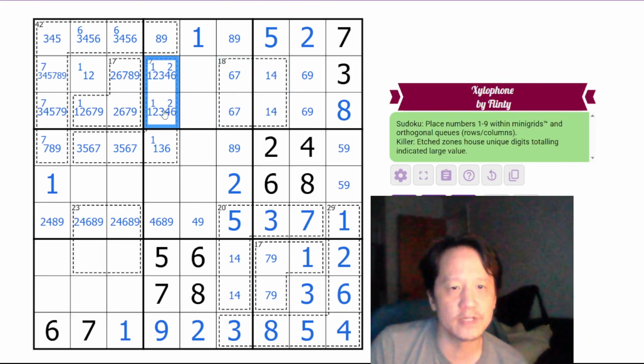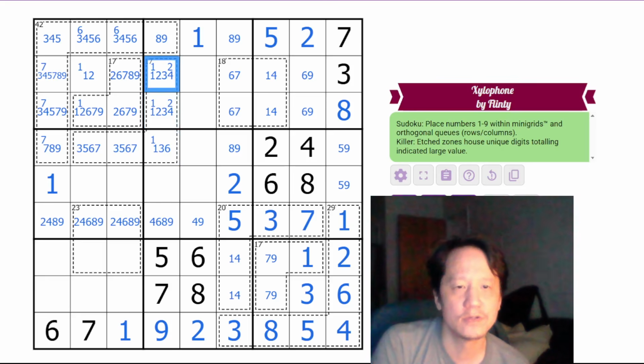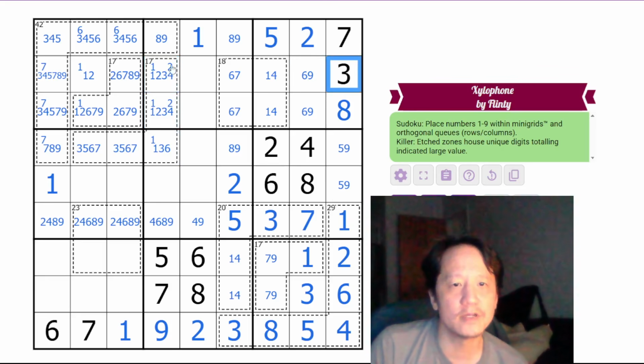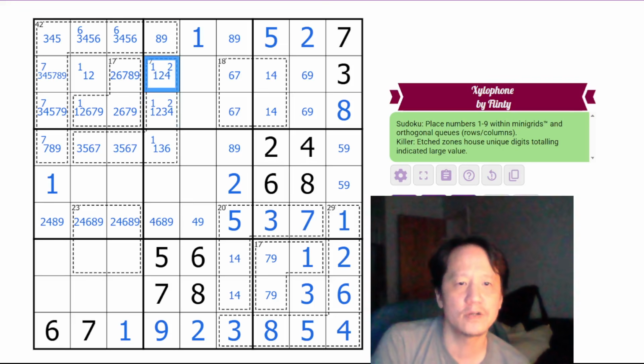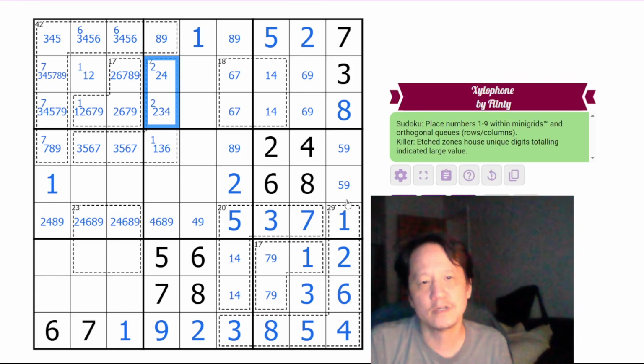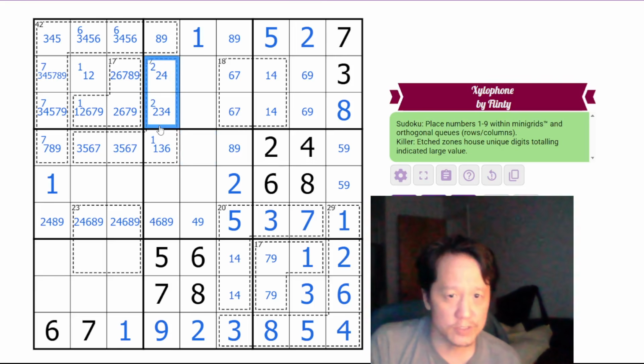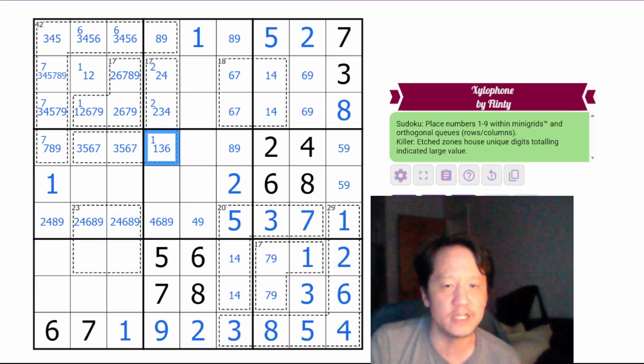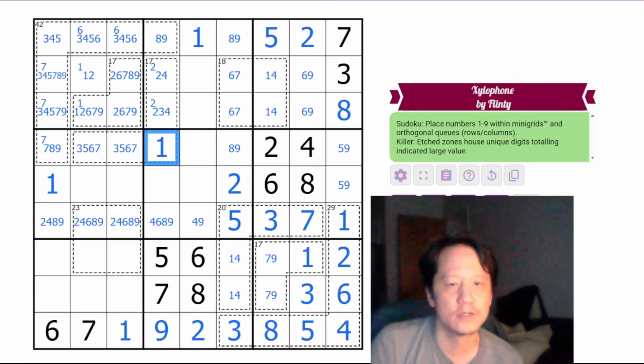6 and 7 eliminates 6 here. 3 eliminates 3 being here. And this 1 eliminates 1 in the box. So this is 2 and 3 or 2 and 4. Where is 1 in this cage, which we need? It has to be here.